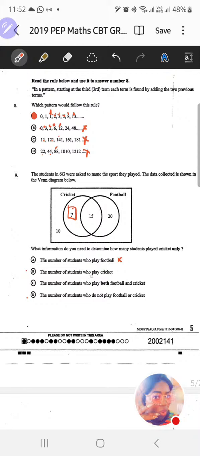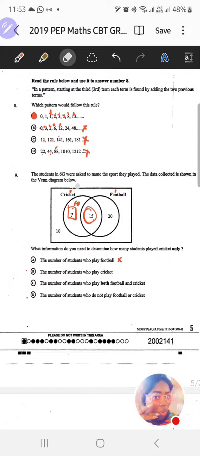The number of students who play cricket, yes. If we know the total number of students who played cricket, we could subtract the ones that play football also from that. Like this 15 here who plays both cricket and football. If we subtract this 15 from the total amount that plays cricket, we will definitely get the ones who play cricket only. For example, if 25 students play cricket and 15 of those 25 play football, we would know that 25 take away 15, which is 10. We would know that only 10 play cricket only, right? That would be useful information.